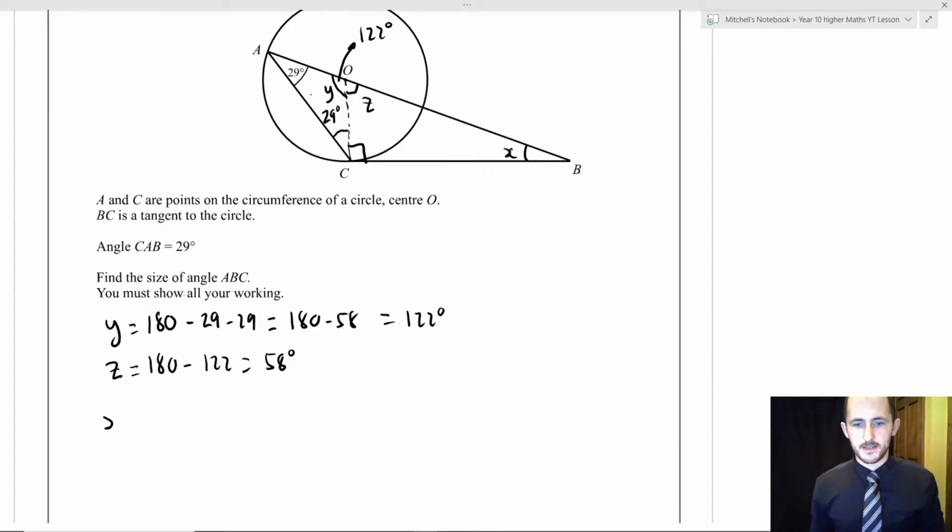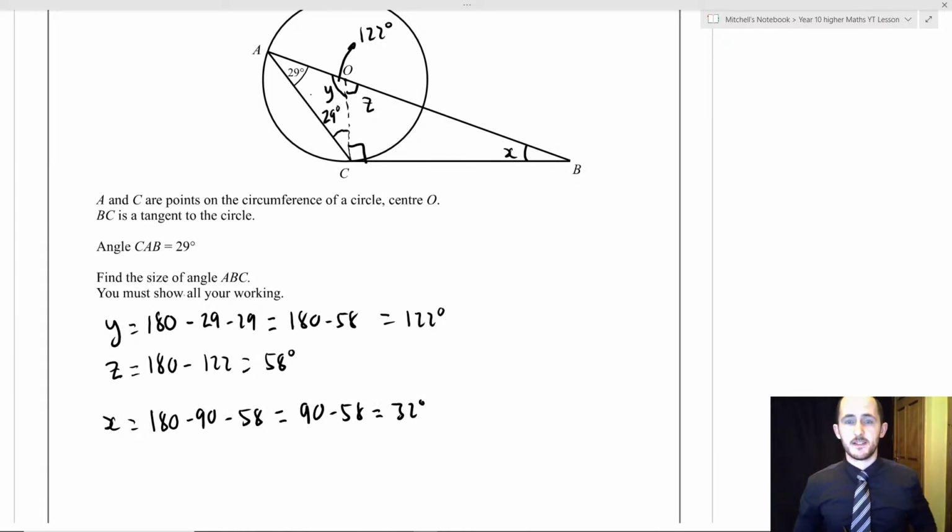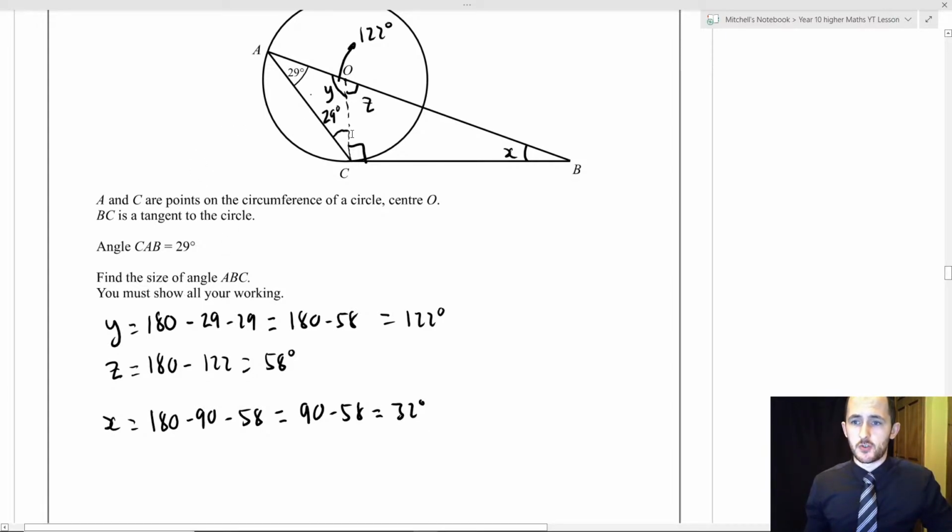So now angle X, once again, angles add up to 180, so we just have 180 minus the 90 degrees from the right angle, minus the 58 degrees from the angle Z, which gives us 90 minus 58, which is 32 degrees. 4 marks. I think the trickiest bit is knowing to draw that line here. After that, I think the question becomes fairly easy. But before that, getting to that first bit is hard.